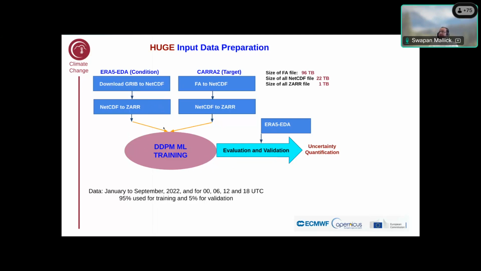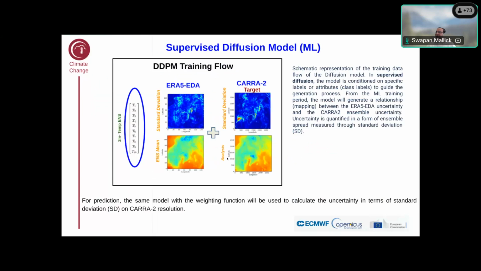Here we can see that the ERA 5 EDA condition is the standard deviation and the ensemble mean. For example, if we consider the 2-meter temperature ensemble, the target is Kara 2, where Kara 2 is the ensemble uncertainty, and this is actually the deterministic forecast field which comes from the high resolution analysis field. And then we train the model in a supervised way.